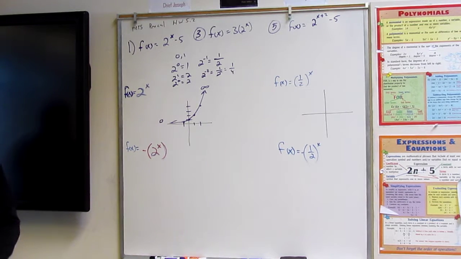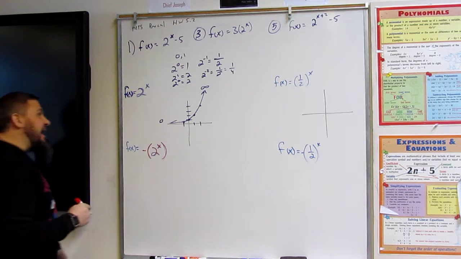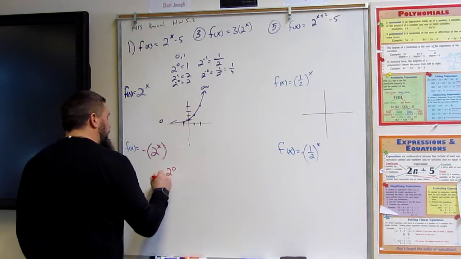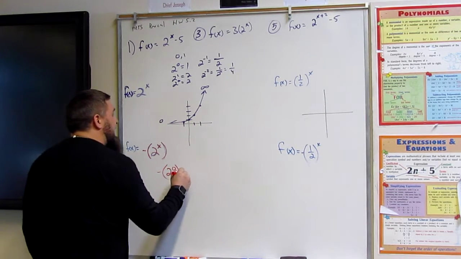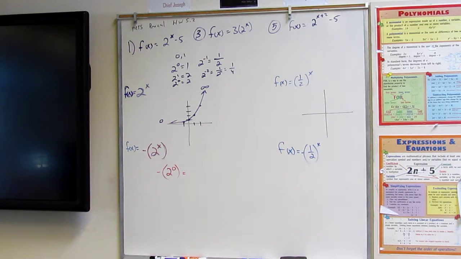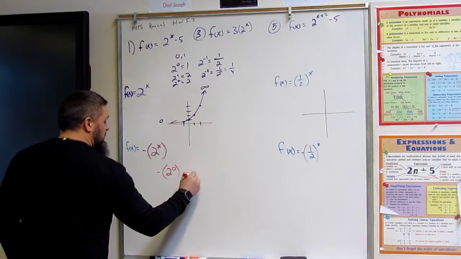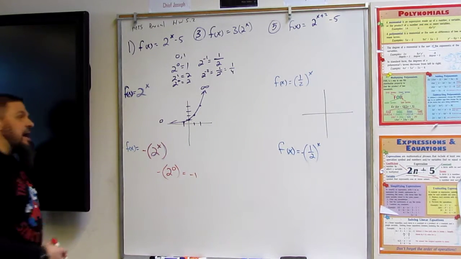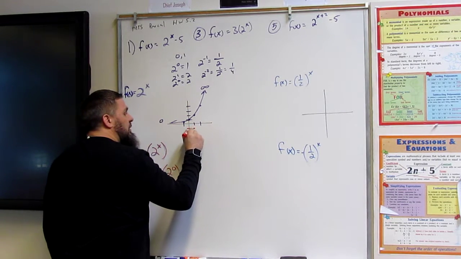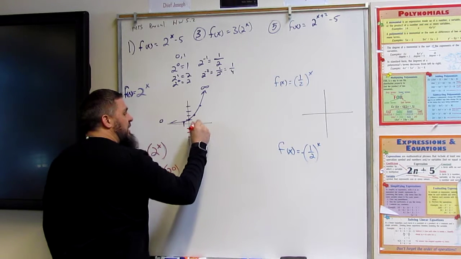Now, if I have 2 to the 0, but now it's negative. So what is 2 to the 0? 1. But now it's negative, so it's negative 1. Okay? So now, all of these points are going the opposite way.